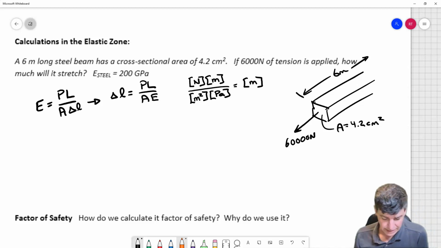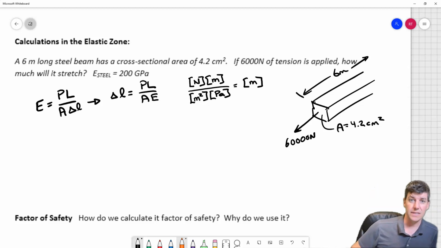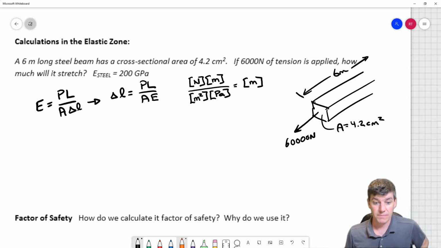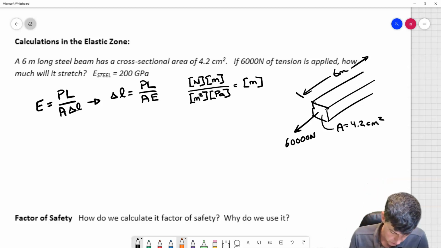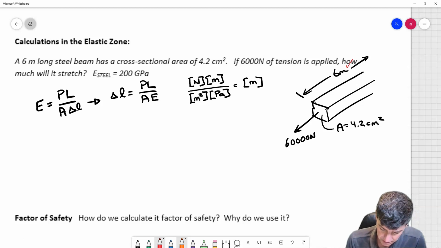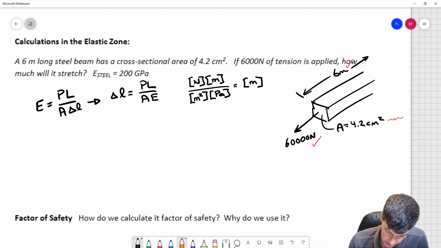Before I get started diving into these equations, what I want to do is make sure that I have everything in the correct units. So if I go to check, I have a length of 6 meters, that's good. I have a pull of 60,000 newtons, that's good. I have an area of 4.2 centimeters squared, and I'm not very happy about that unit. So let's do a conversion.